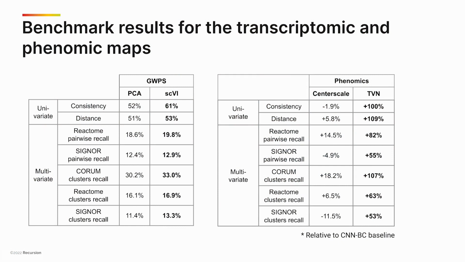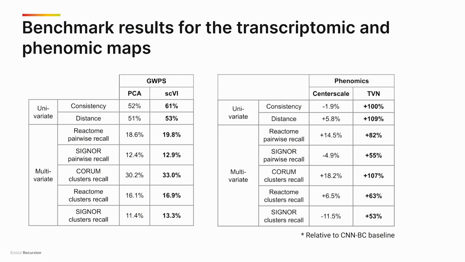Results on the transcriptomic data for different embedding and alignment choices are shown on the left-hand side table, showing a slight advantage of using the SCVI pipeline compared to the PCA one. For the Recursion phenomic data, we report recall results relative to a convolutional neural network trained to be partially resilient to batch effects. We see that an alignment step by TVN or center scale leads to a considerable increase in a majority of the metrics compared to the baseline, and TVN has a clear advantage over center scale.